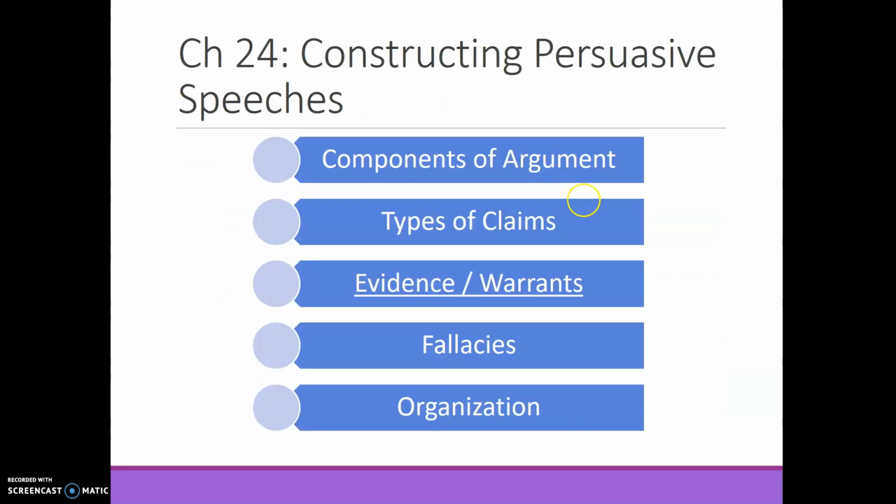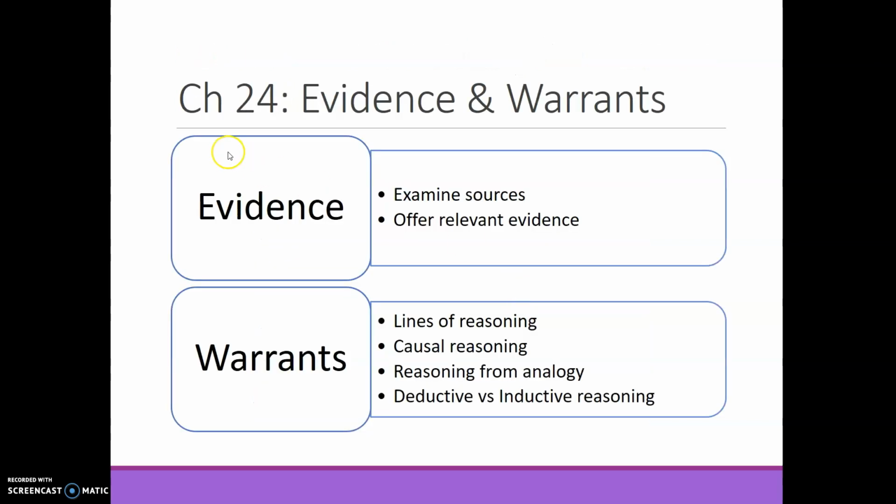So let's talk about evidence and warrants a little bit further. So the evidence examines your sources and it offers relevant evidence. Warrants is your lines of reasoning. It's causal reasoning, it's reasoning from analogy, and then it's deductive versus inductive reasoning. And you spent a lot of time last week on inductive versus deductive reasoning, and I led you to outside sources, the YouTube video, and the chart to kind of explain those. So we're not going to spend a lot of time on that now because there's a lot to get through, but you did work on that last week.